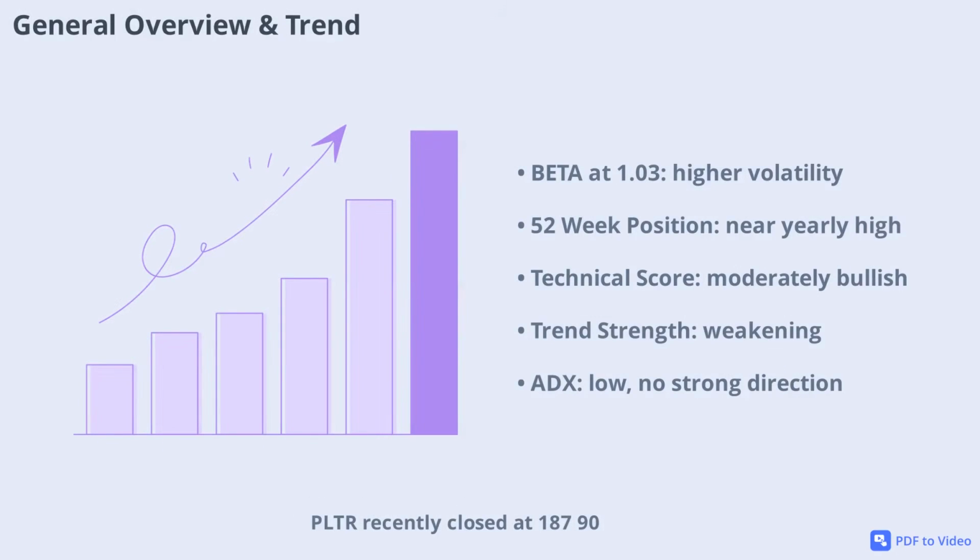PLTR recently closed at 187.9, showing signs of consolidation after a period of volatility. The risk thermometer analysis reveals a beta of 1.03, indicating that PLTR is more volatile than the overall market. The risk-reward ratio stands at 1.06, suggesting a balanced risk-return profile. Notably, the 52-week position is at 88.22, confirming that the stock is trading close to its yearly high of 207.52. The technical score is moderately bullish at 73.8.